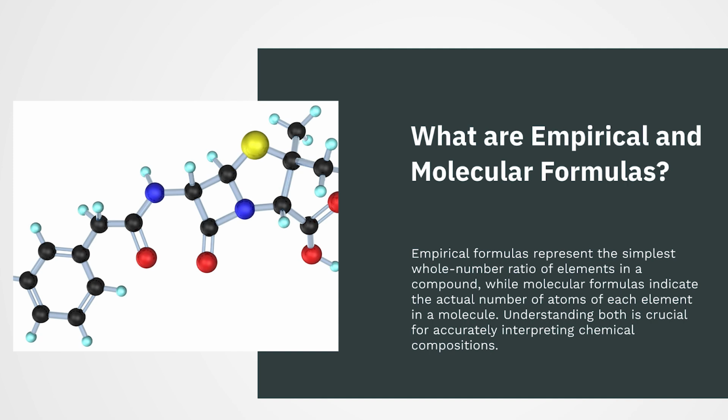An empirical formula is the simplest whole number ratio of atoms of each element in a compound. It gives us a basic idea of the composition without providing the exact number of atoms present in the compound. Here are some key points to remember. Empirical formula represents the simplest ratio of elements in a compound.